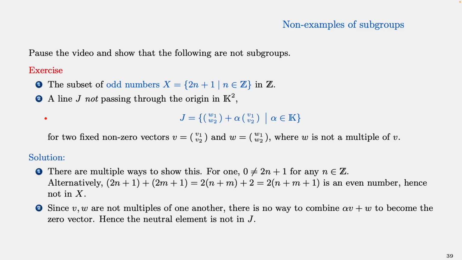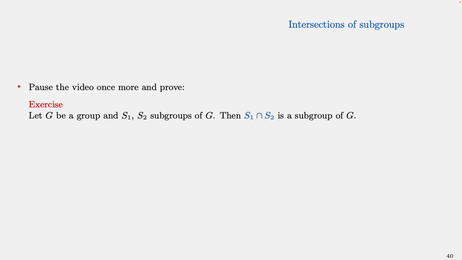And as for the second one, the lines not passing through the origin: since v and w are not multiples of one another, there's just no way to combine alpha v plus w to become the zero vector. So for any choice of alpha you pick here, you would never get the zero vector. So the neutral element of the addition is not contained in this line, and therefore it cannot be a subgroup. And there's another exercise for you.